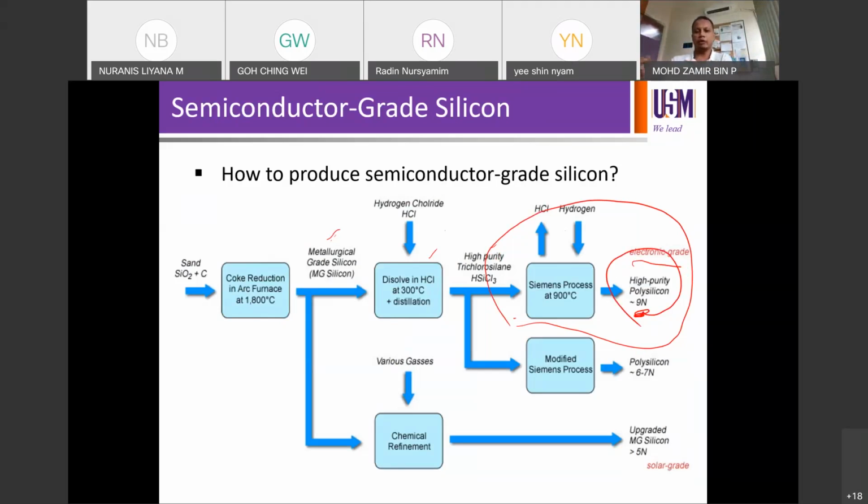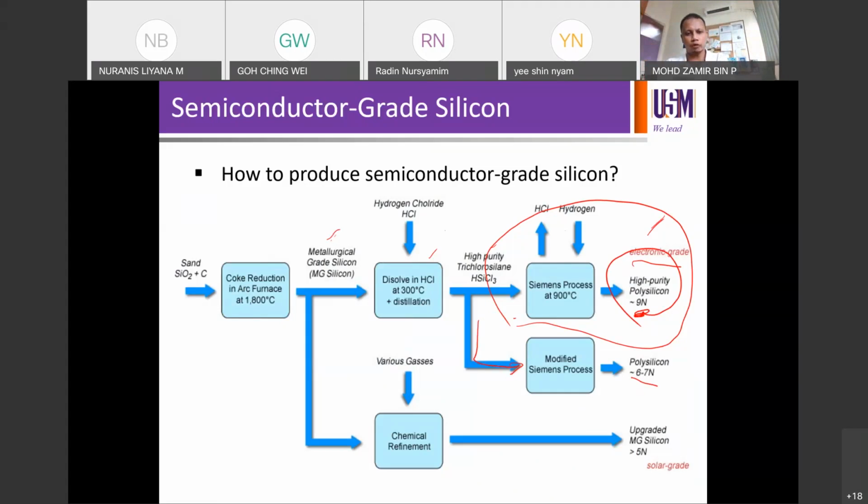On the other hand, you can also do 6N to 7N if you go through this modified Siemens process, where it's not that energy and time intensive. The first one, the Siemens process, is very high energy and time intensive as well. That's why it is an expensive process to produce high quality polysilicon, electronic grade.